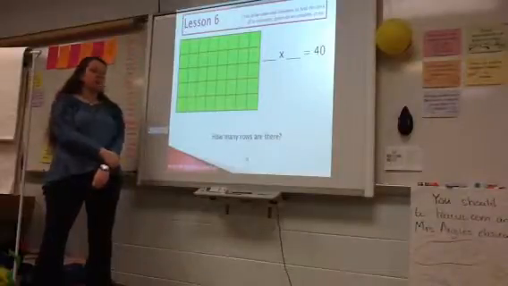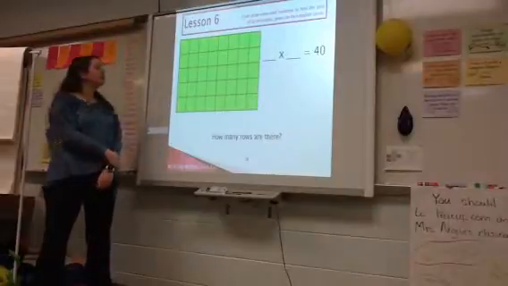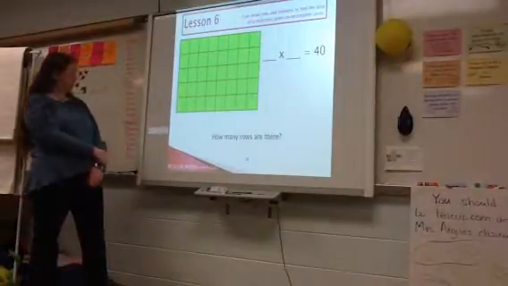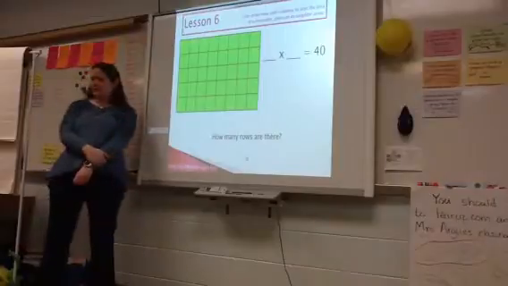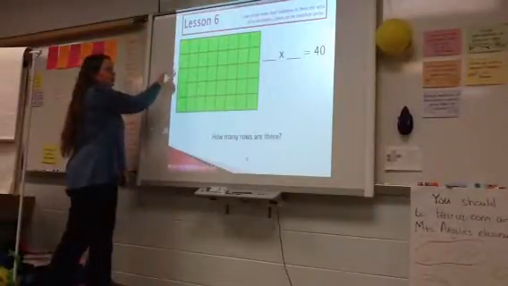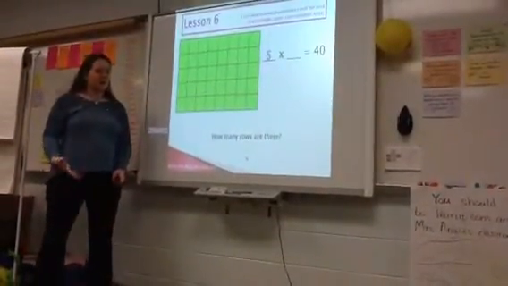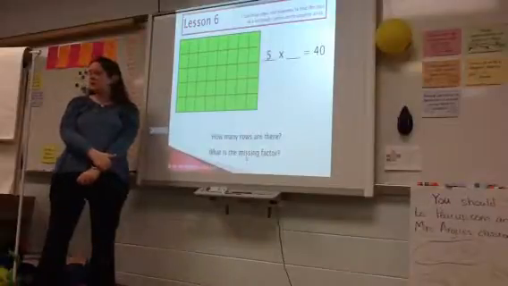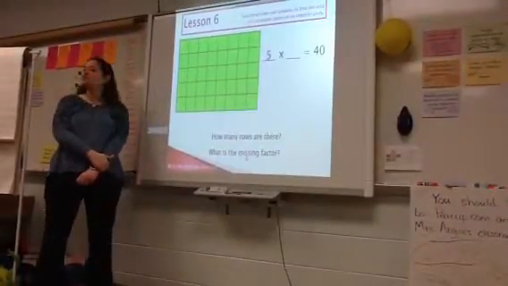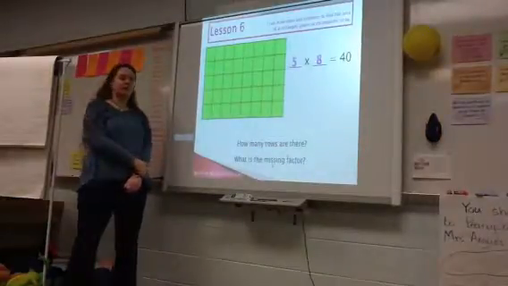What about now? How many rows are there in this one? Hunter. Count it again. They're green. They're hard to read. Oh, 5. 3, 4, 5. And how many are in each row? What's the missing factor? Sarah? 8. There are 8 in each row, 8 columns. Whoa! Good catch.